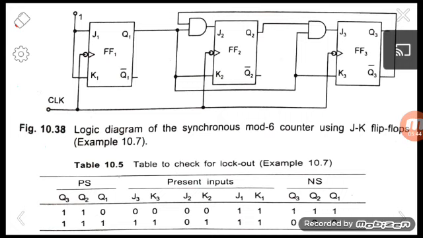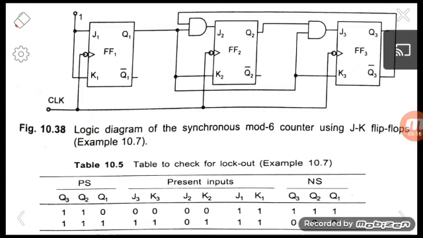Okay, lockout condition, that is whether our counter is self-starting or not. That is, when any one of the invalid states comes at the output of the flip-flops due to any disturbances or noises, we want to know whether it will again come back to its valid state or not.